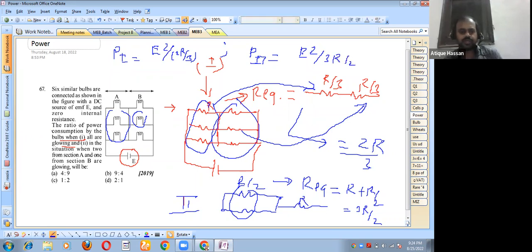So we will take the ratio P1 by P2. So P1 by P2 will be equal to the reverse of resistance, so 3R by 2 divided by 2R by 3. So I think we will get 9 by 4. Understood it?